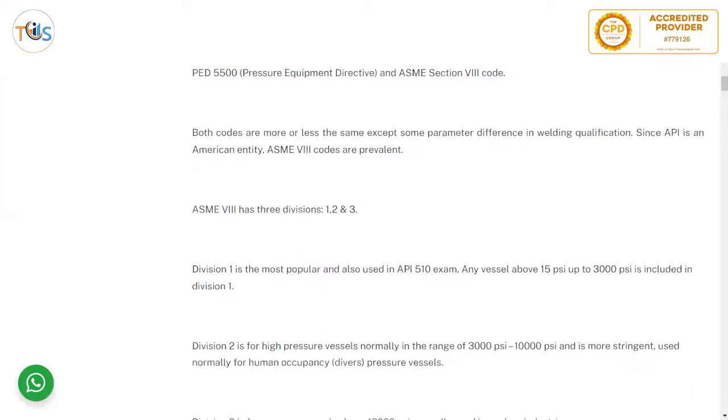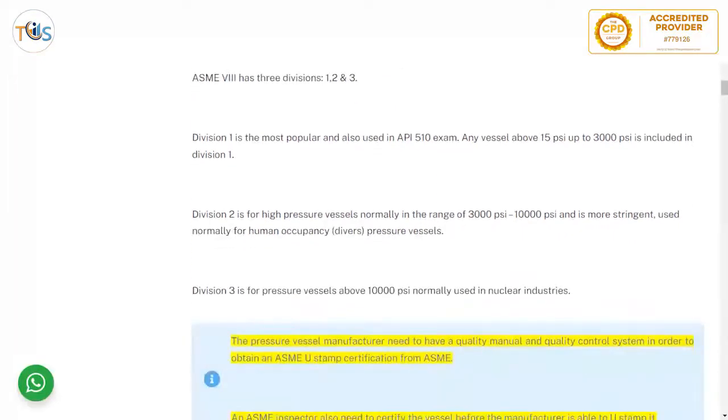ASME Section 8 has 3 divisions: 1, 2, and 3. Division 1 is the most popular and is also used in the API exam. Any vessel above 15 psi up to 3,000 psi is included in Division 1. Division 2 is for high pressure vessels, normally in the range of 3,000 to 10,000 psi, and is more stringent.